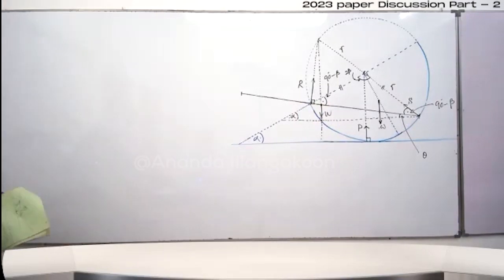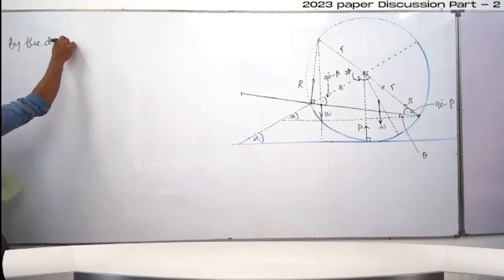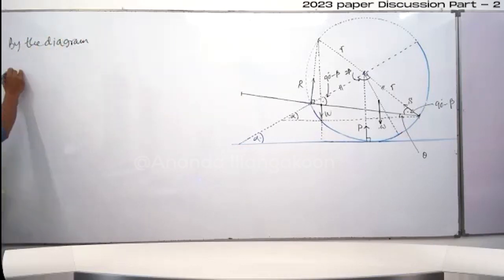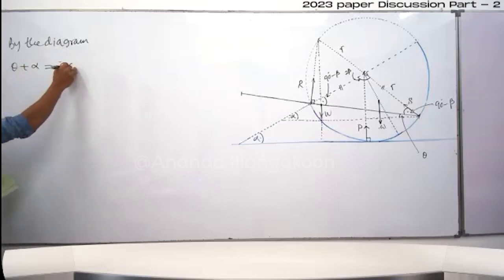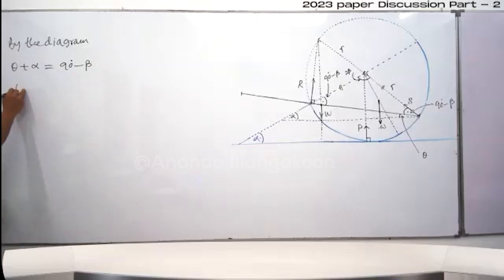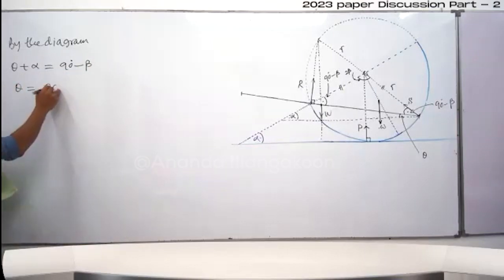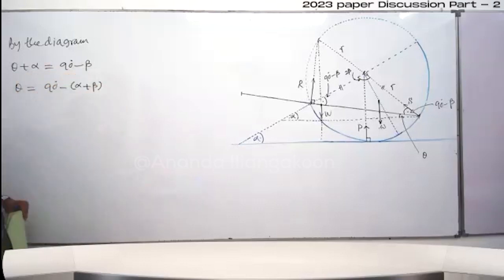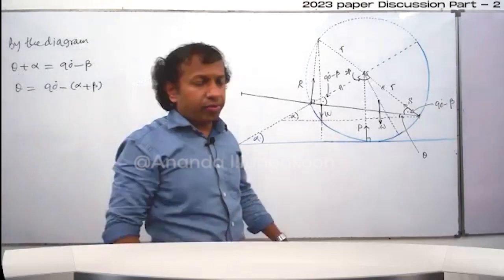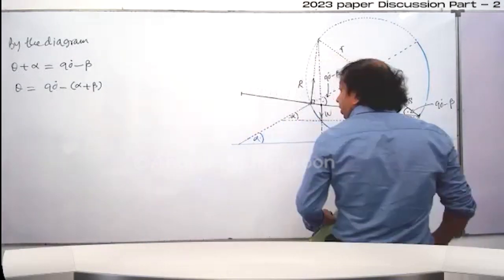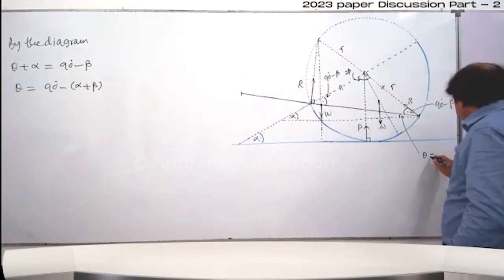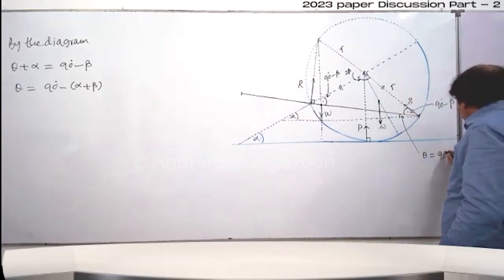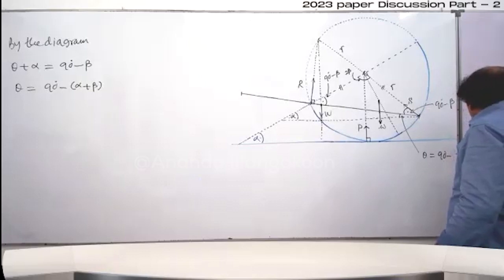By the diagram, you can write theta plus alpha is equal to 90 minus beta. Then, taking this alpha to the right hand side, theta is 90 minus within brackets alpha plus beta. Correct, no? When you take this alpha to the right hand side, a minus sign comes, and within brackets alpha plus beta. Then this theta angle is 90 minus (alpha plus beta), right?